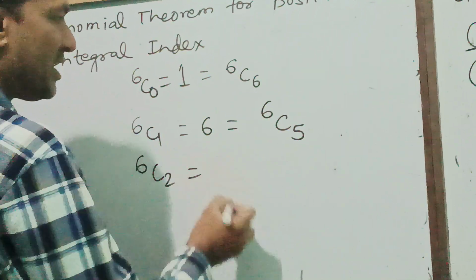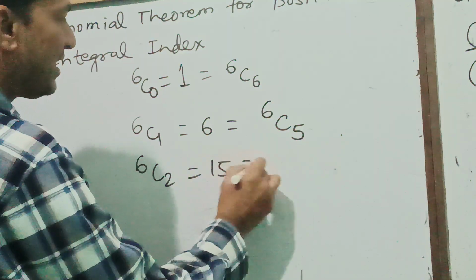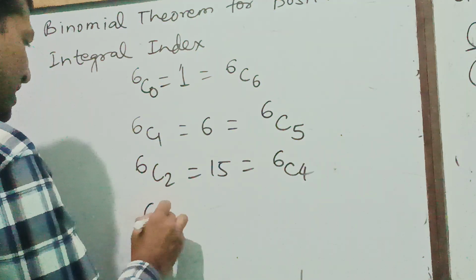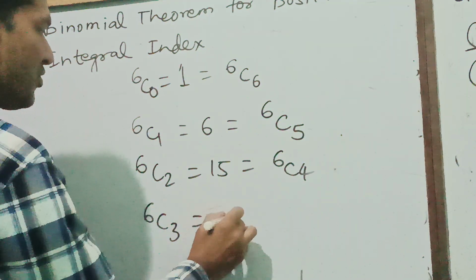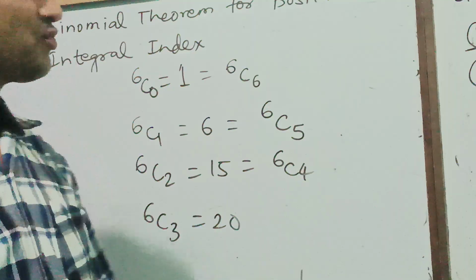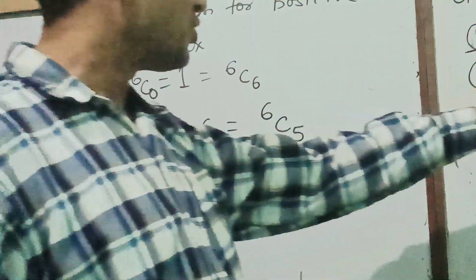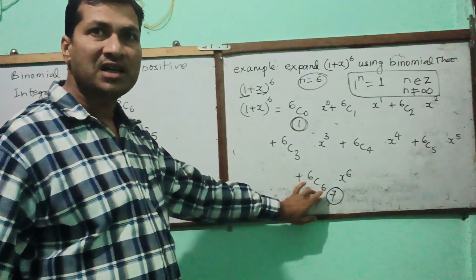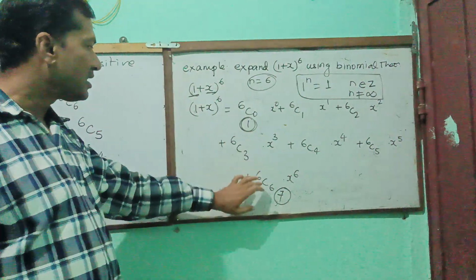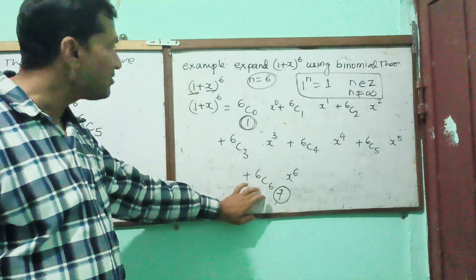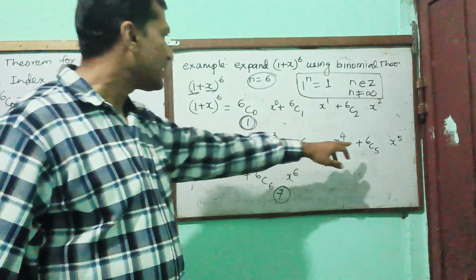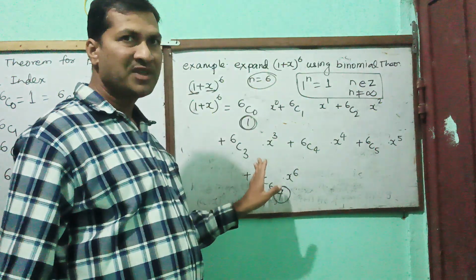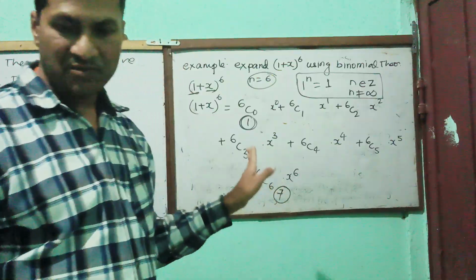6C2 we have got 15, and this is equal to 6C4. And the last one, 6C3 is equal to 20. So one more property we are going to deal with. First term and the last term, the coefficients are same. Second term and second last term, the coefficient is same. Third term and the third last term, the coefficient is same.